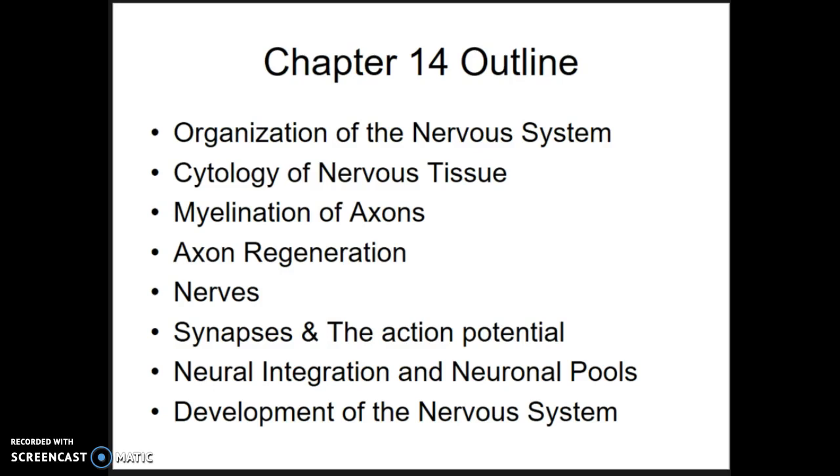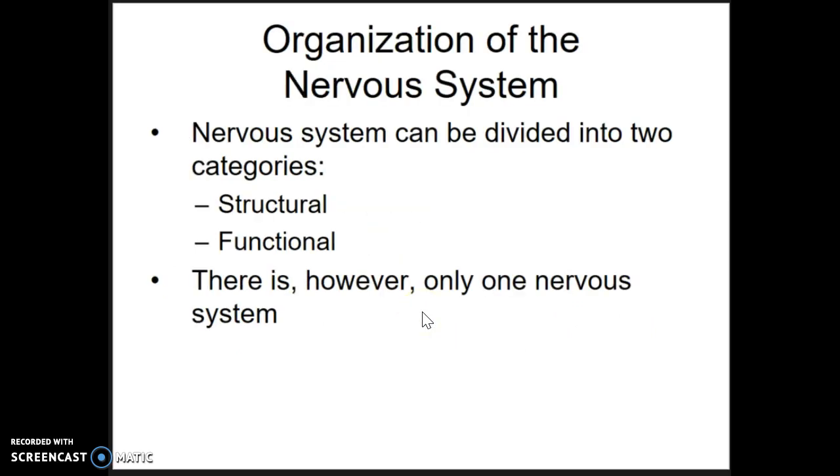Axon regeneration, or lack thereof. When can axons regenerate? When can they not, and why? Nerves, synapses, and the action potential. Neural integration, neural pools, and development of the nervous system. Not as key to synapses and the action potential. That's the key concept.